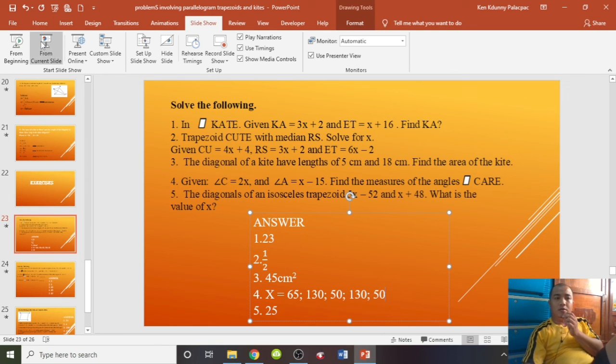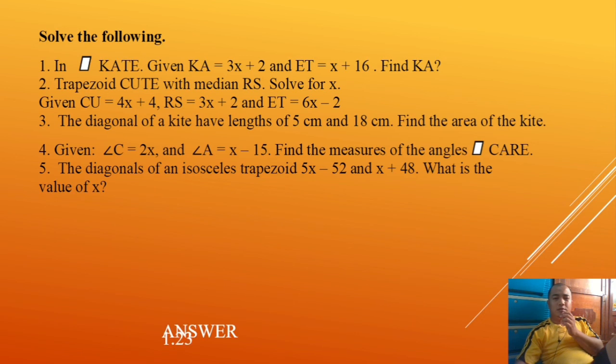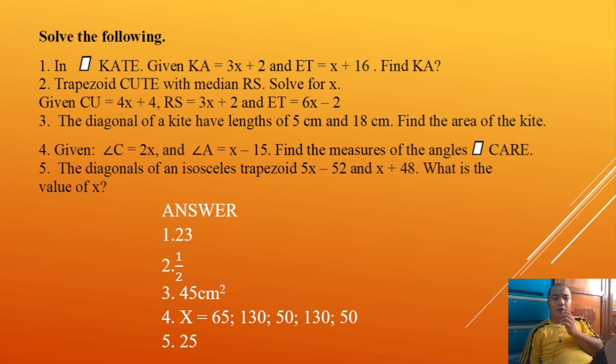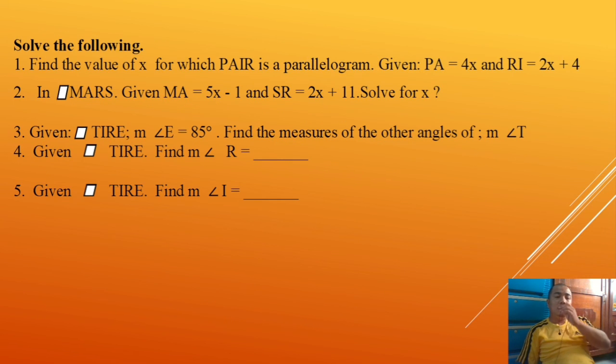So next. And for number 5, the diagonals of an isosceles trapezoid. What's the value of x? So if these are the diagonals of an isosceles trapezoid, they are equal. The diagonals of isosceles trapezoids are equal. So 5x minus 52 equals x plus 48. So 4x equals 48 plus 52, 100 divided by 4, so 25. Tama.